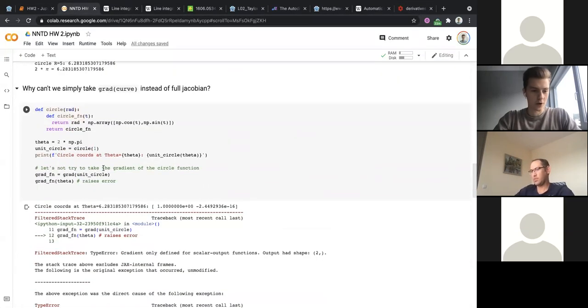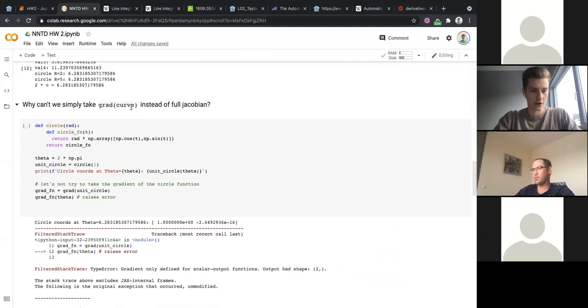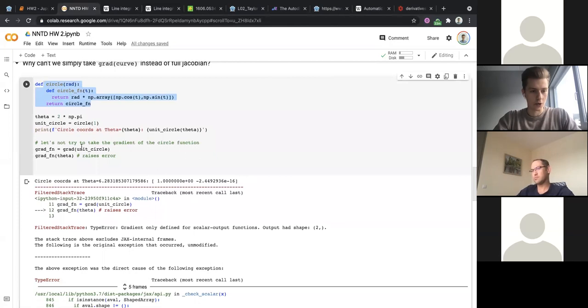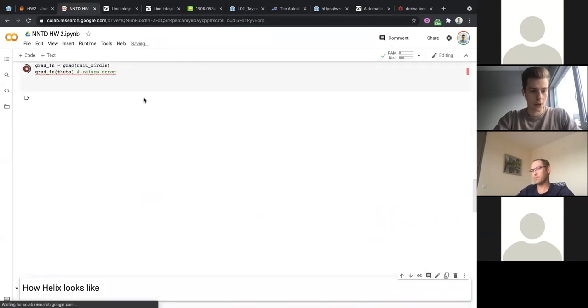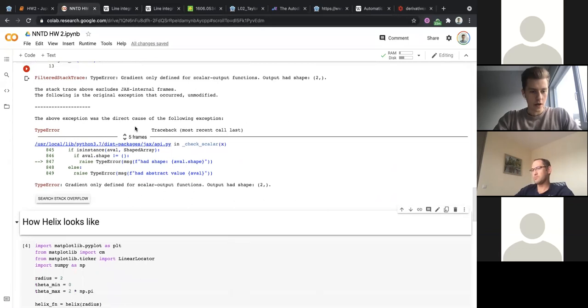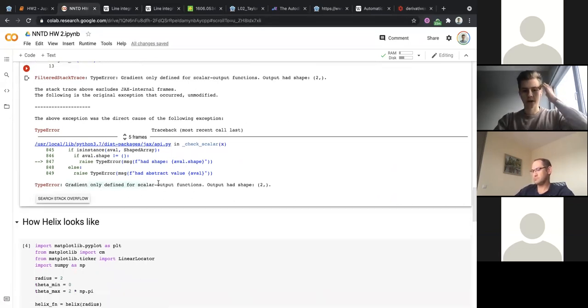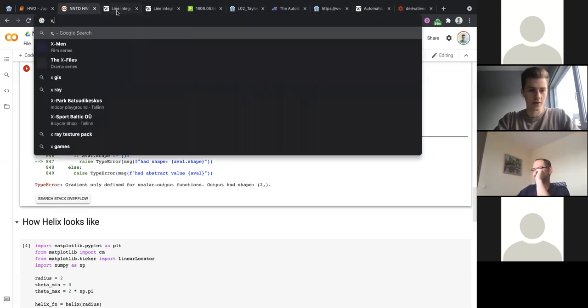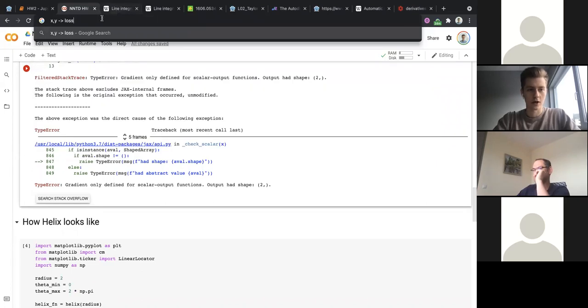And I made a point here of why can't we just take a gradient of the curve. So if you defined some curve, in this case a circle, and you try to take a gradient of the circle and run this, we have an error that the gradient is only defined for scalar output functions, and the output had shape two. So that's the problem, right? We have t and the output is x and y. So the function that we're trying to differentiate has two outputs. And the only thing that deep learning libraries can handle is when we have one output, one loss.